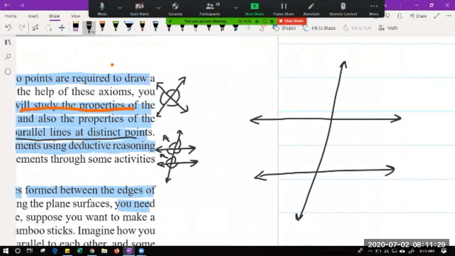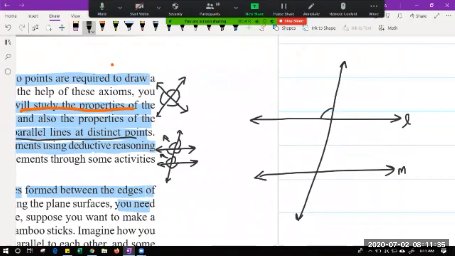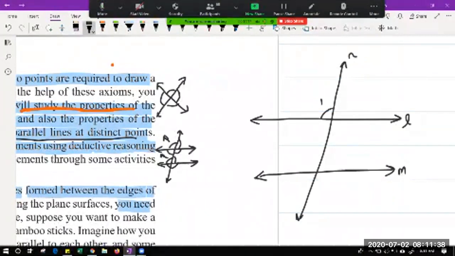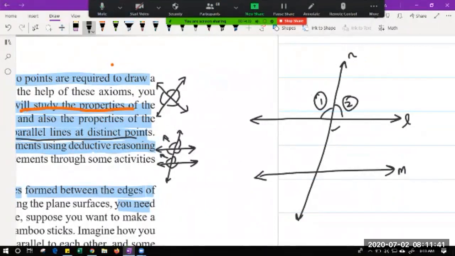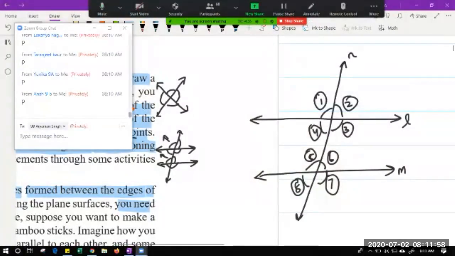Now, when there are two lines and a transversal, suppose we call them line L, line M, and this is the transversal, line N. This is angle 1, angle 2, angle 3, angle 4, 5, 6, 7, and 8. Now, one by one, I will ask you, and you have to answer with the name. Please tell me, amongst these 8 angles, which are the corresponding angles that we did in the last class?